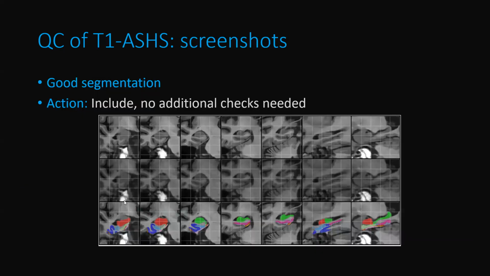All right, so first I want to give you an example of a good segmentation. I would check on the top the borders that I see, and then whether it overlaps with the segmentations that I see. I put in the outline for the third column, and I think it looks good, and it actually looks good for all. So this would be a good segmentation. I would include this case, and I would not do any additional checks.